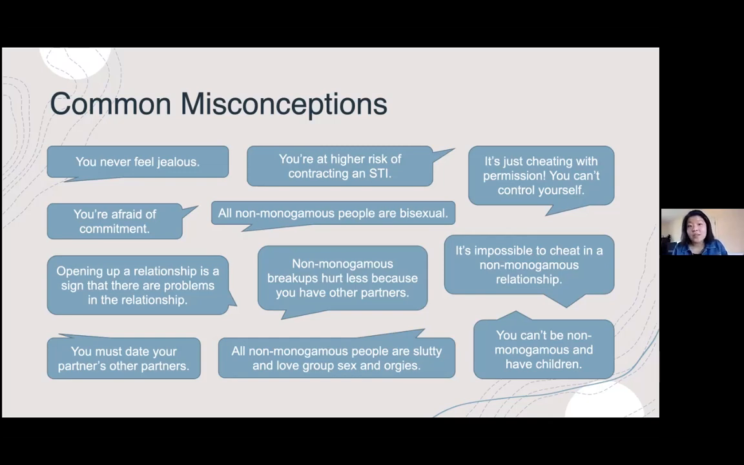Like I said earlier, not all non-monogamous people are bisexual. So if a bisexual person, say, was dating a straight man and a lesbian, the straight man and lesbian would obviously not be dating each other. And even if everyone was bisexual, they might not be attracted to each other. They might not be each other's type.